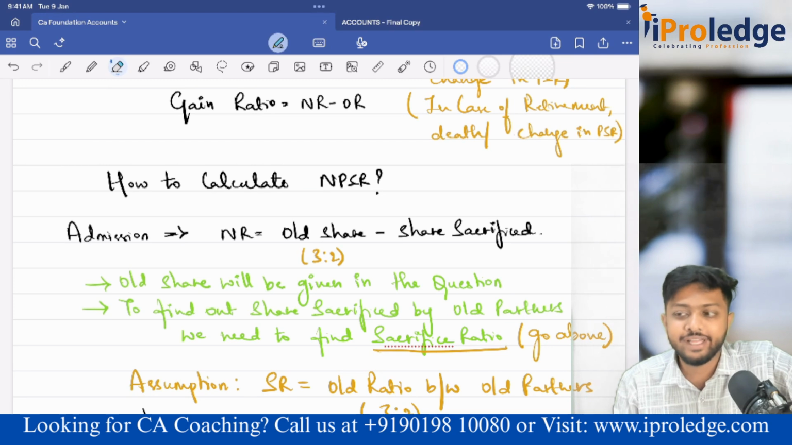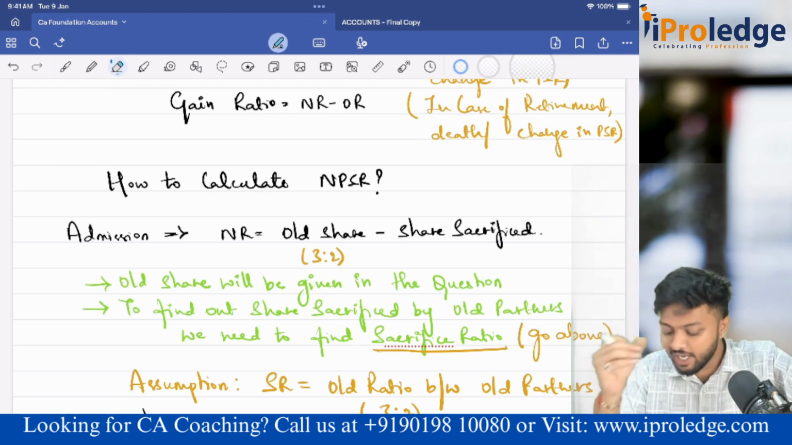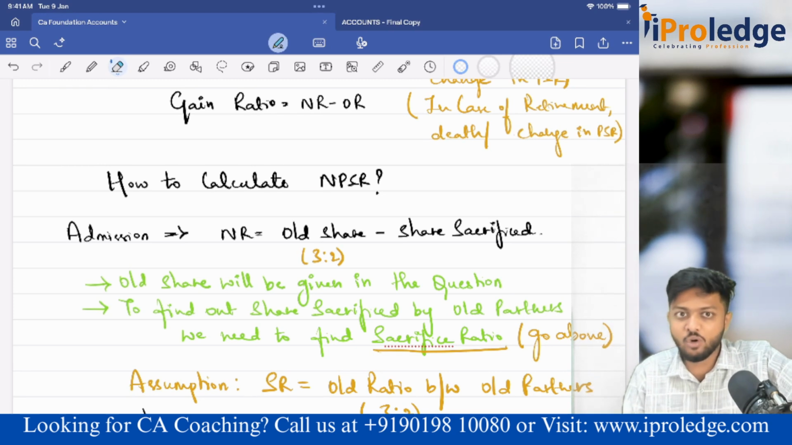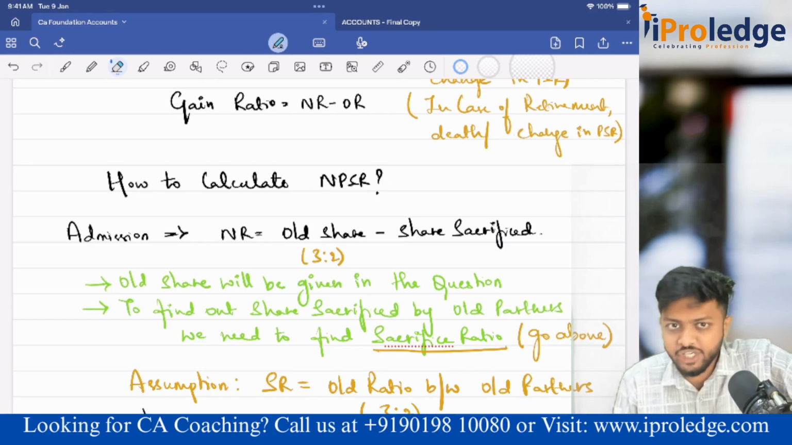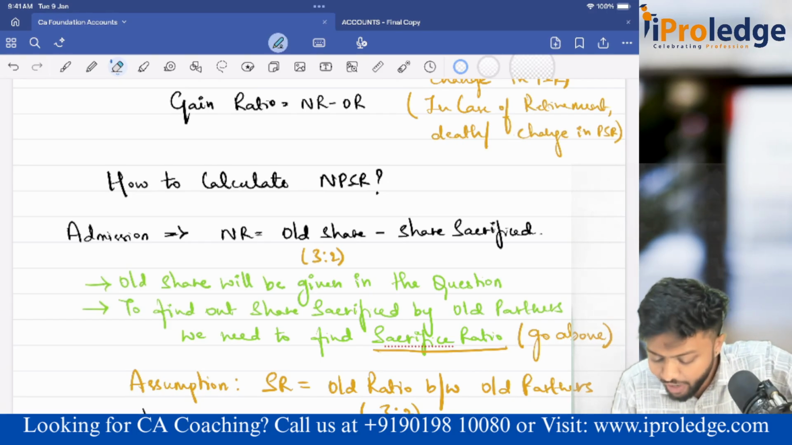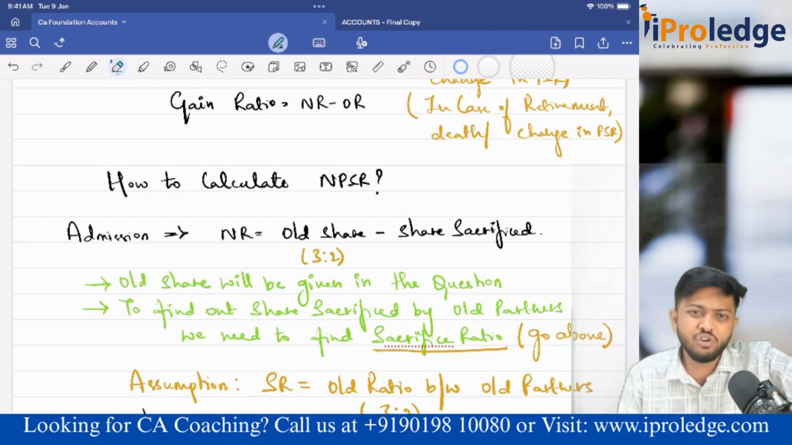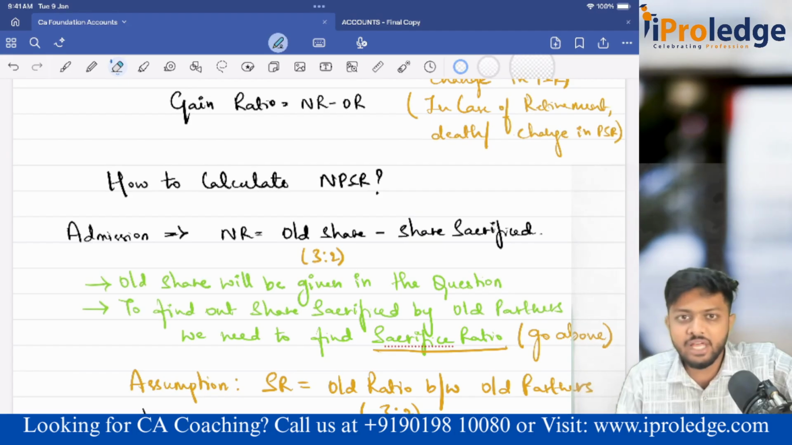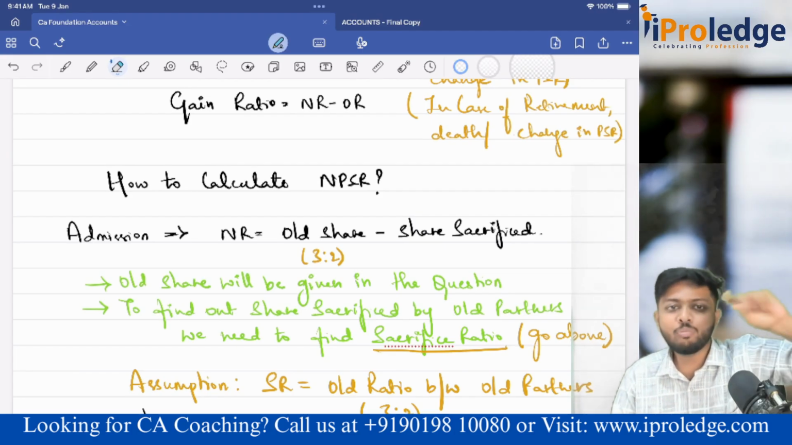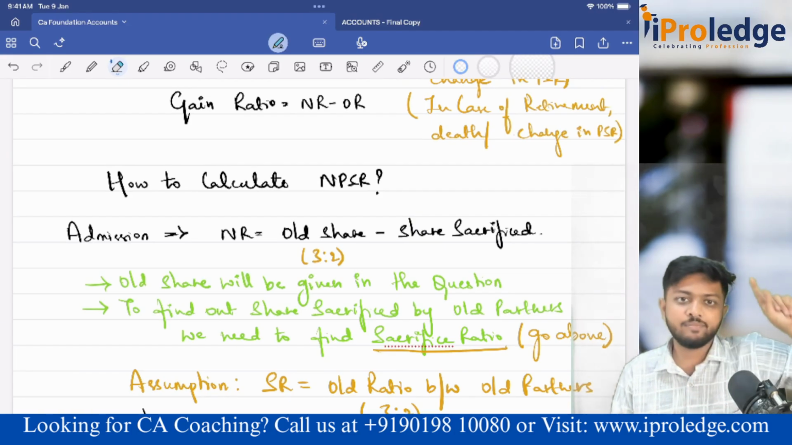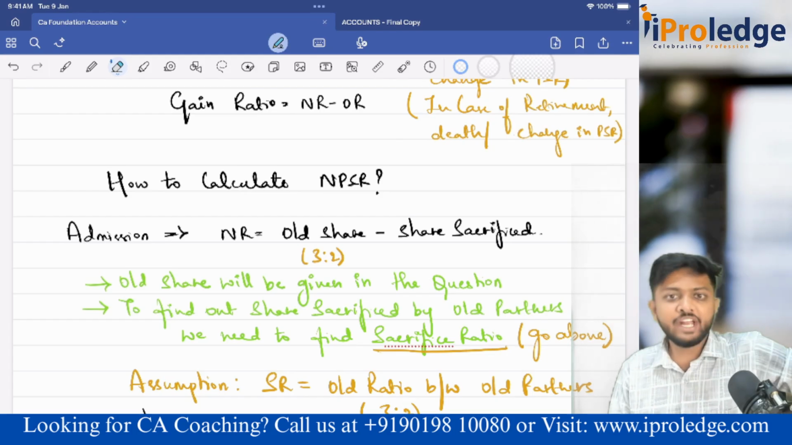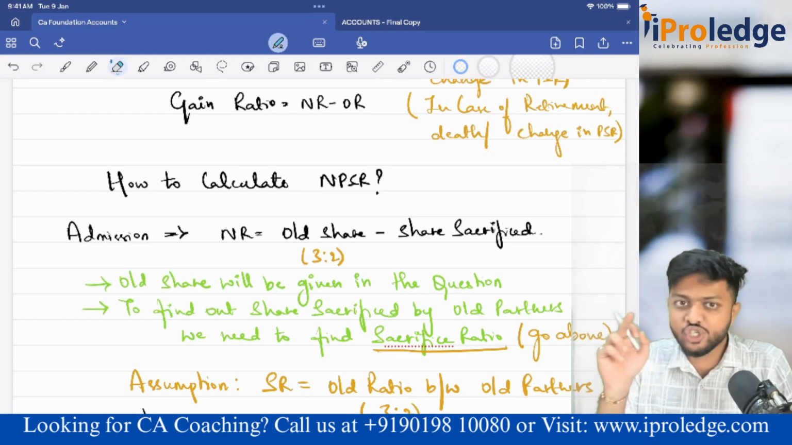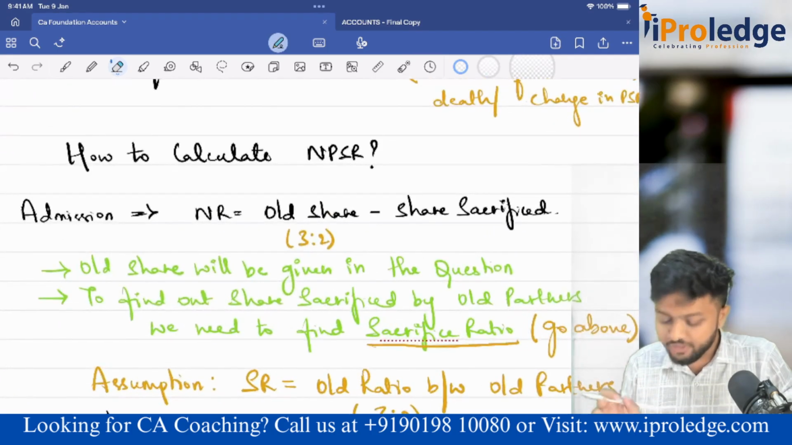Then what to do? First I will discuss the admission part. Say admission is happening and you have to find out the new ratio. What will be the new ratio? You only tell me. Say suppose in my example there are two partners, A and B. Their old, existing ratio is 3:2. I have already written it. See, 3:2 is their ratio.